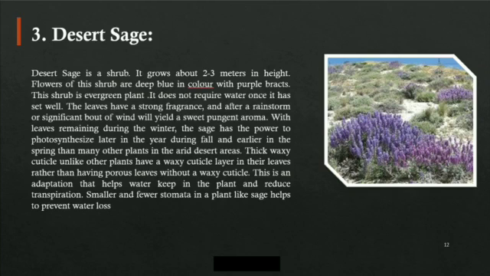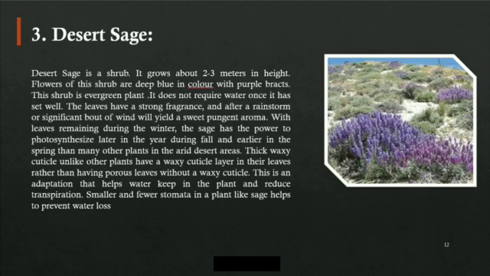The leaves have a strong fragrance, and after a rainstorm, a significant bout of wind will yield a sweet, pungent aroma. With leaves remaining during the winter, the sage has the power to photosynthesize later in the year, during fall, and earlier in the spring than many other plants in the arid desert areas.